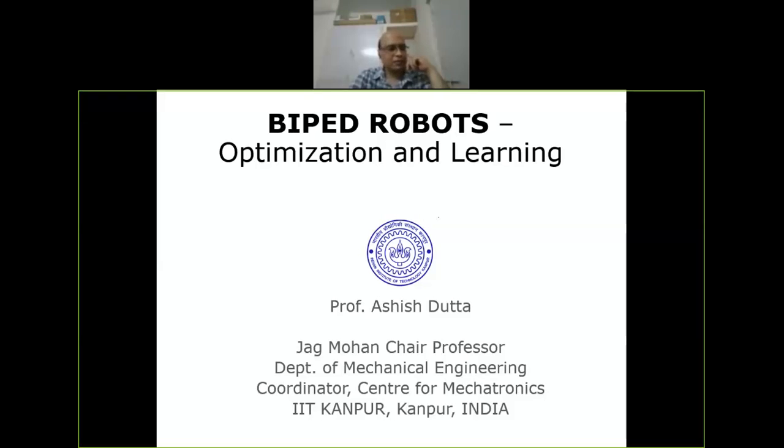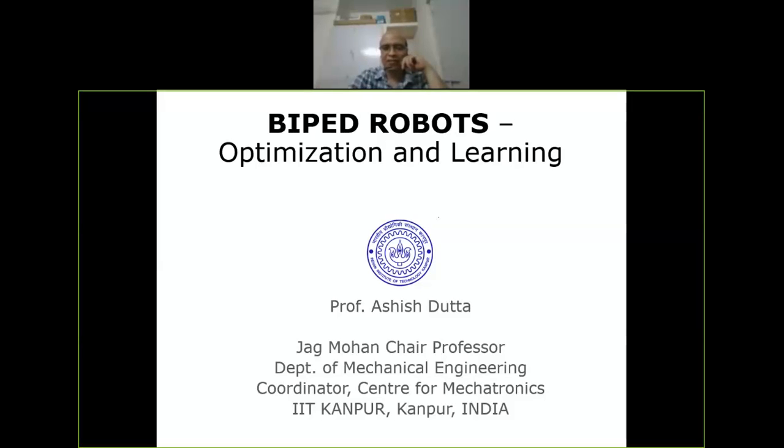So this workshop FDP that you're having is essentially to do with AI. In the last couple of days you would be hearing lectures on things like deep learning and other kinds of learning procedures that are used in engineering. So today I would like to look at this specific application of biped robots, and focus on why optimization is required, and second, where learning is required, and what kind of learning.